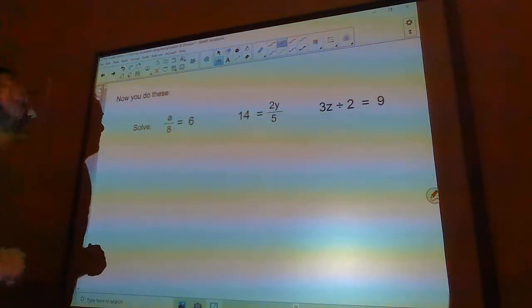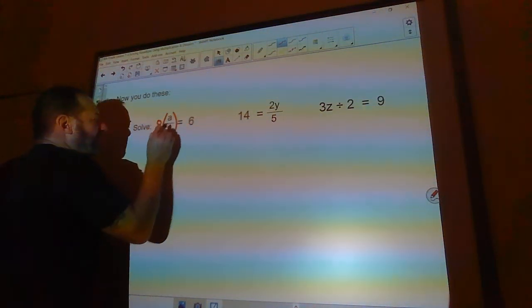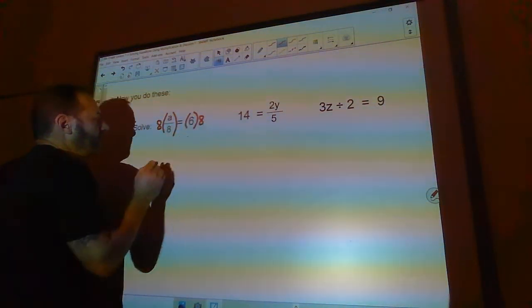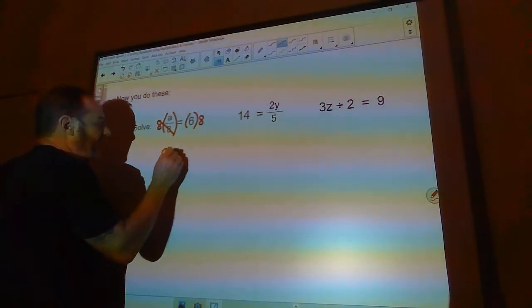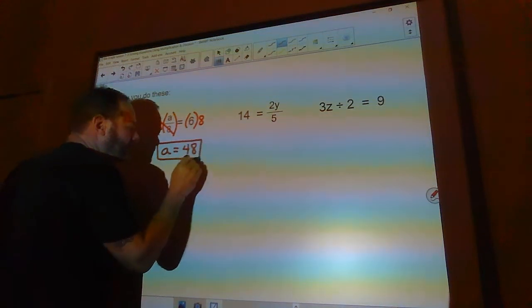Okay, this first one, piece of cake. I'm dividing by 8 here, so I'm going to multiply both sides by 8. This goes away, I'm left with a equals 6 times 8 is 48. And I'm done.